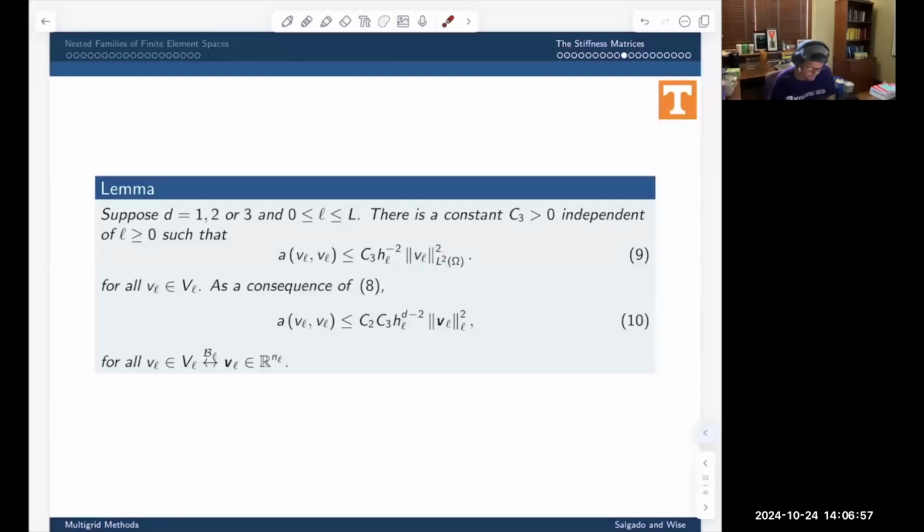Why is this so? Well, first of all, this is a typo here. It should be a comma.